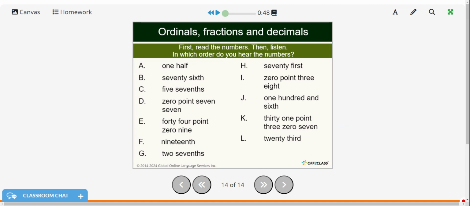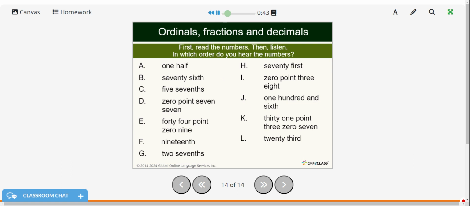All right, so now we're going to read the numbers so you can repeat after me, and then we'll listen to see which order we hear these numbers in. 1/2, 76th, 5/7, 0.77, 44.09, 19th, 2/7, 71st, 0.38, 106th, 31.307, and 23rd. Now you can listen and you will mark them in the order that you hear the numbers.